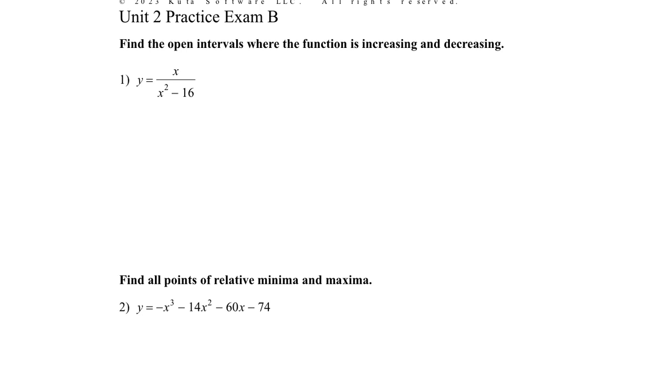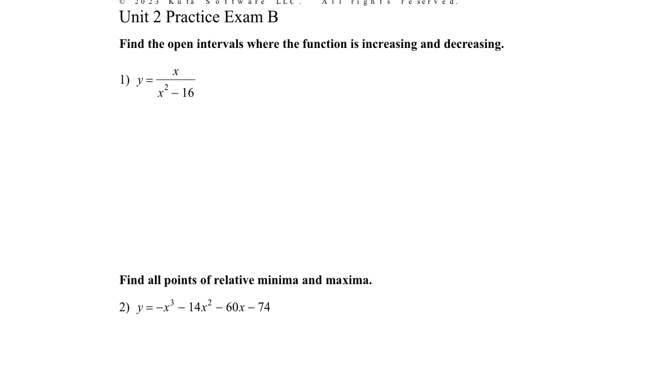This is the Unit 2 Exam B solution video for Math 1100. Question 1, this would come from section 3.1, find intervals where the function is increasing or decreasing. For that we need to find the first derivative.